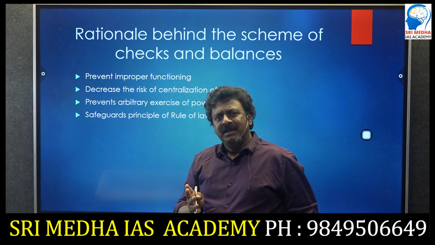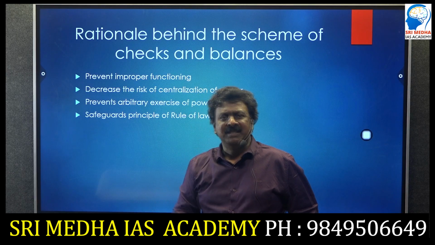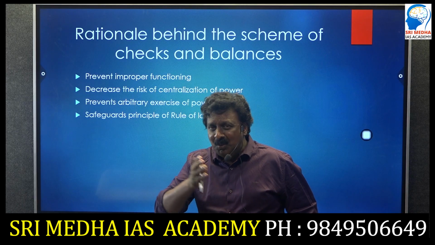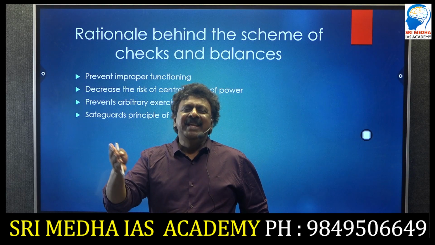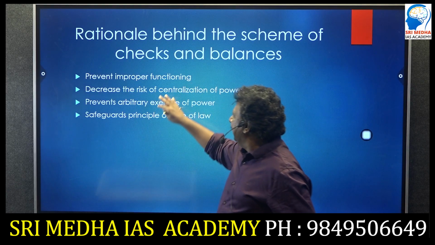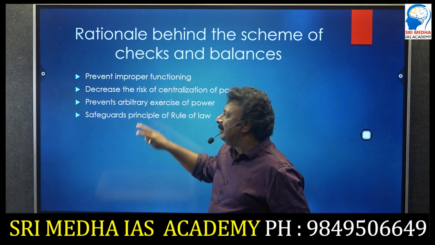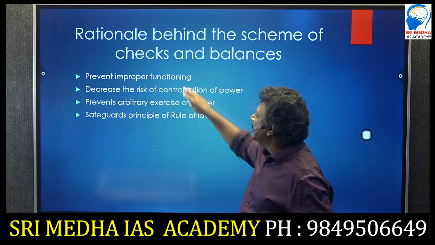It simply means that no organ of the government will be allowed to overstep the constitutional limits. Other organs of the government will prevent any organ from overstepping the Constitution. And that's the reason why the scheme of checks and balances is an important mechanism through which we can prevent improper functioning of the government.